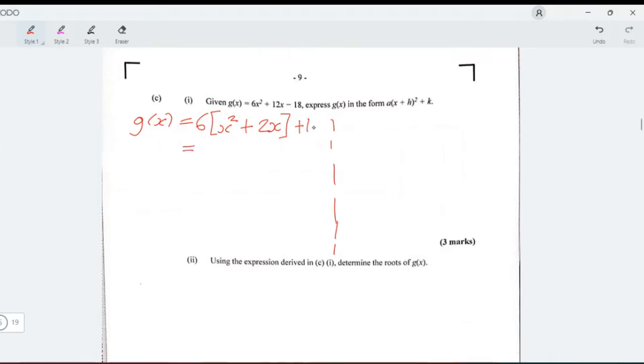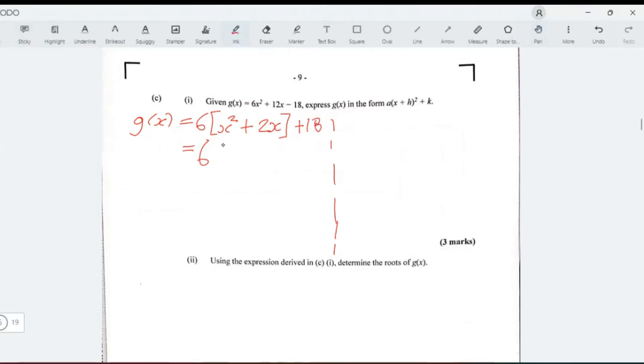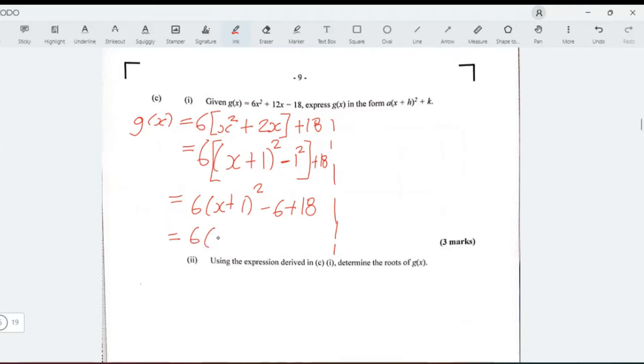Now you drop off the square, so it becomes x plus half the coefficient of 2, which is 1, squared, then you subtract back the number here, squared. Then you put your plus 18 back. Now you expand the 6 back in, that's 6 in bracket, x plus 1, squared, minus 6 plus 18. So in completed square form, it is 6 in bracket, x plus 1, squared, minus 6 plus 18 is plus 12, I believe, and that is it. That's g of x when you complete the square.